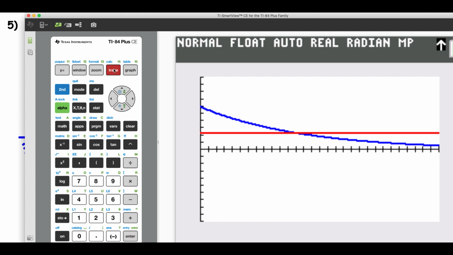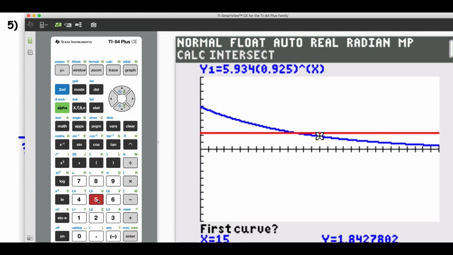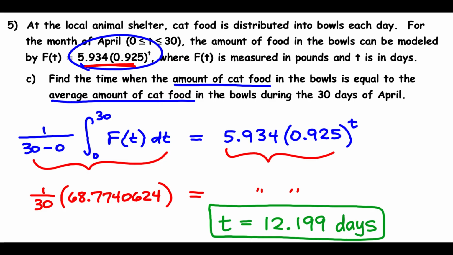Second calc intersect, number 5. First curve, yeah, it's already pretty close. Second curve. Do you want me to guess? Yep. 12.199 days. That's going to be our answer. 12.199. All right, that's part C. We've got one more, and we'll be all done with this.